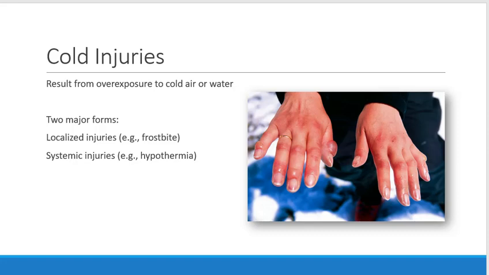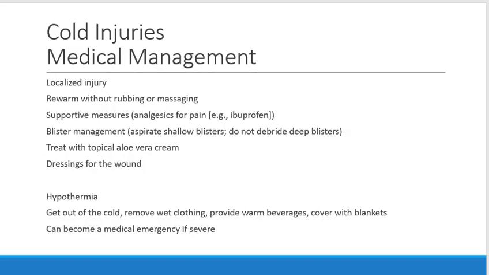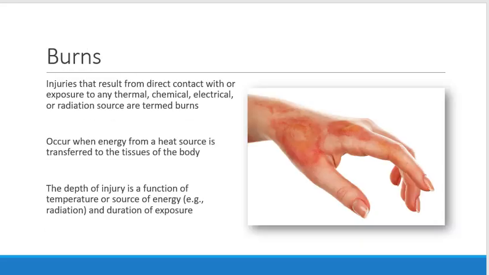Some thermal injuries, cold injuries, result from overexposure to cold air or water. Two major forms, localized injuries like frostbite or systemic injuries like hypothermia. For a localized injury, rewarm without rubbing or massaging. Use supportive measures, analgesics for pain. Blister management, treat with topical aloe vera cream and dressings for the wound. Hypothermia, get out of the cold, remove wet clothing, provide warm beverages, and cover with blankets. These can become a medical emergency if severe.